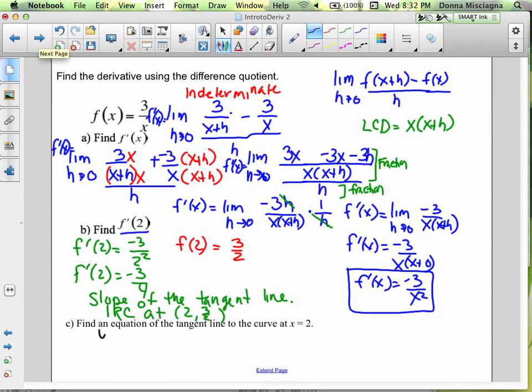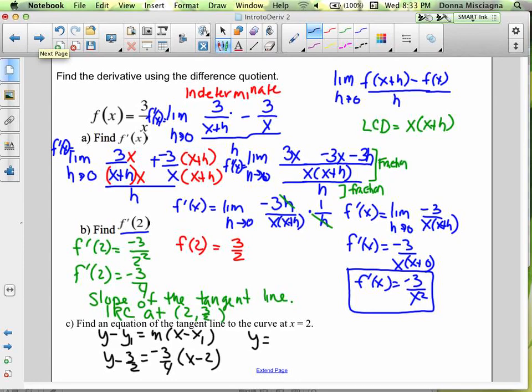Just a little reminder: y minus y1 equals m times x minus x1. Of course, (x1, y1) is a point, and m is your slope. So we have y minus 3/2 equals negative 3/4 times x minus 2. Fine to leave it like that, although I'm seeing this become more the trend, and you'll see this more, I think, on the AP test.